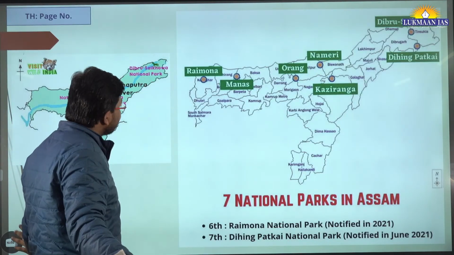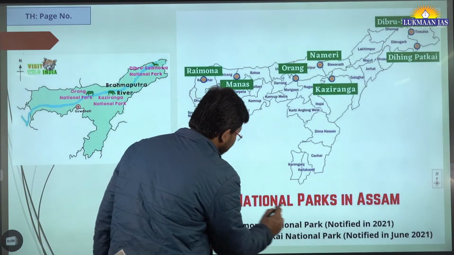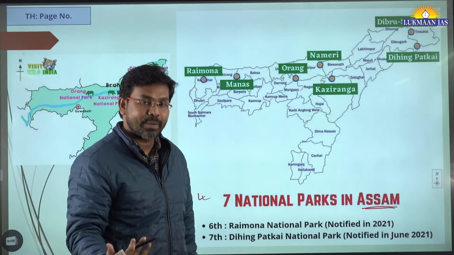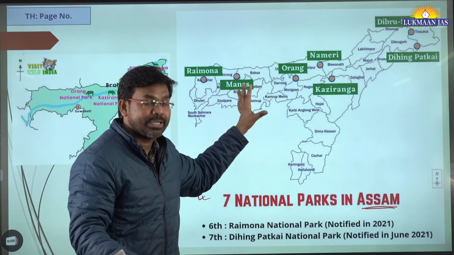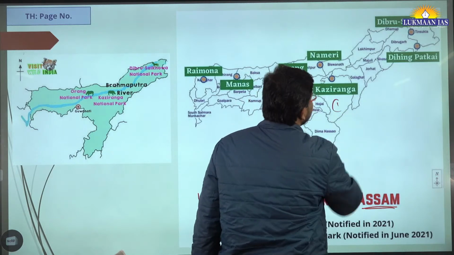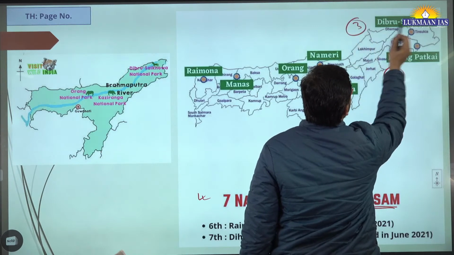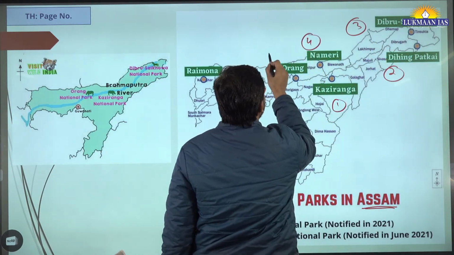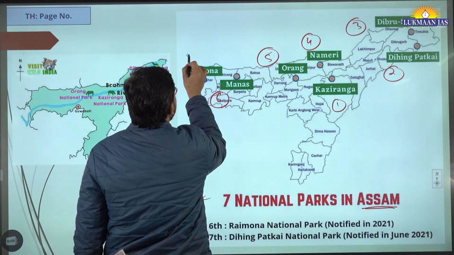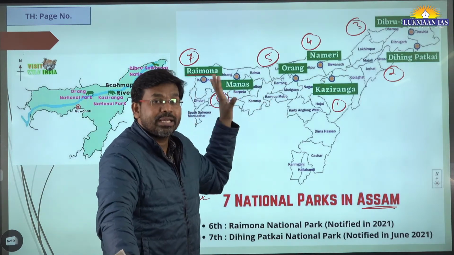We are going to discuss the location of some of the national parks. In India, there are around 53 national parks overall, a huge number, and 7 of them are in the state of Assam itself. What are those? One of the most important is Kaziranga National Park, which we are discussing. Second is Dihing Patkai National Park. Then we have Dibru Saikhowa National Park, Nameri National Park, Orang National Park, Manas National Park and Tiger Reserve, and Raimona National Park. These are the 7 national parks located in Assam.